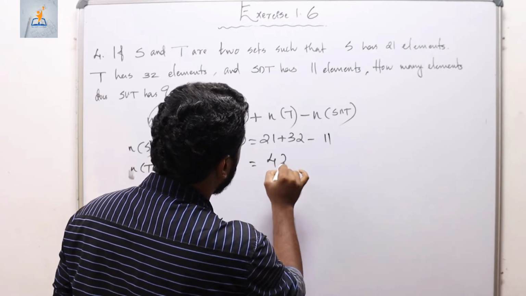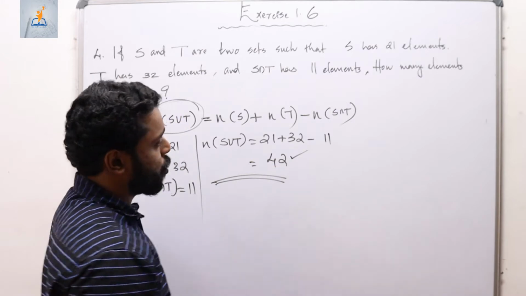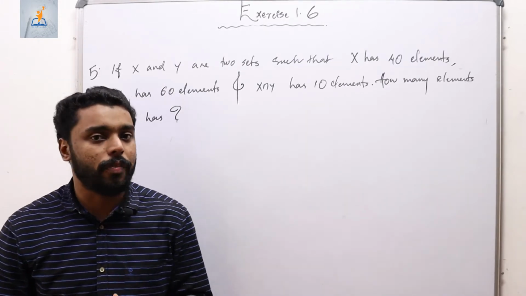It is equal to 42. So the number of elements in S union T is nothing but 42. That's the end of the fourth question. Now coming on to the fifth question of this chapter.